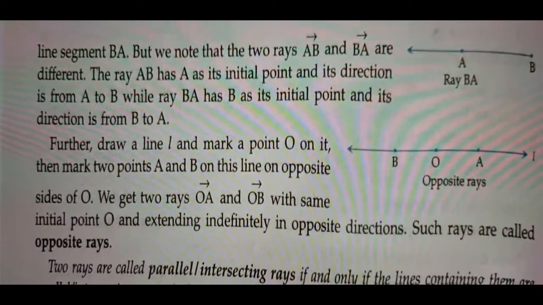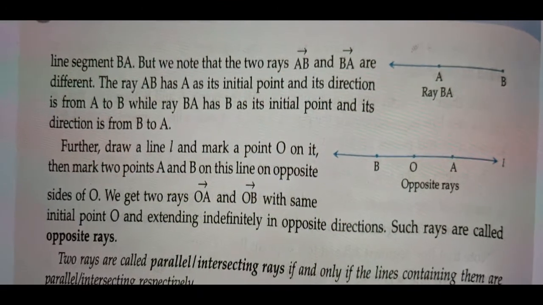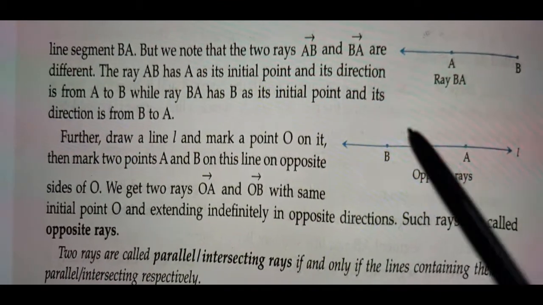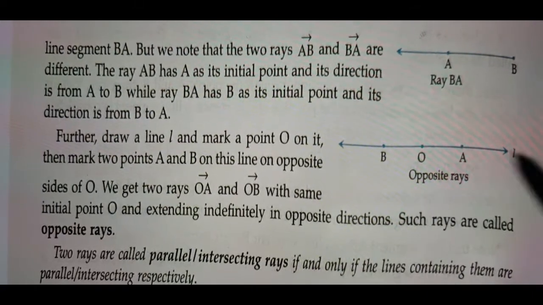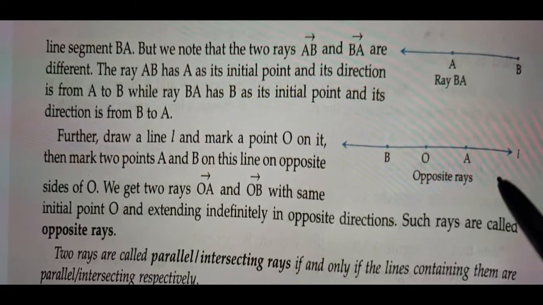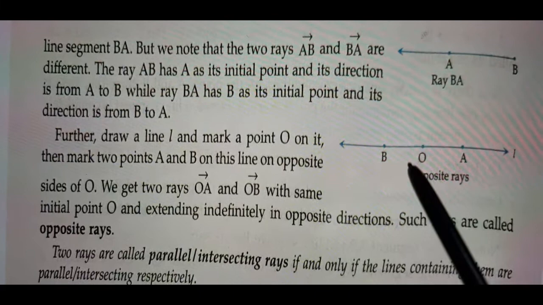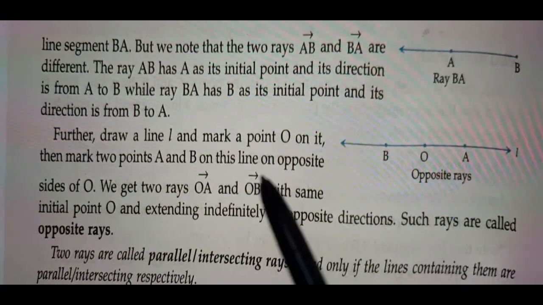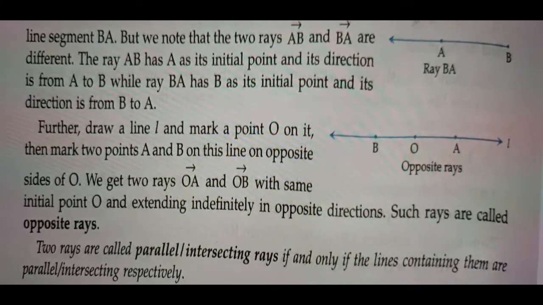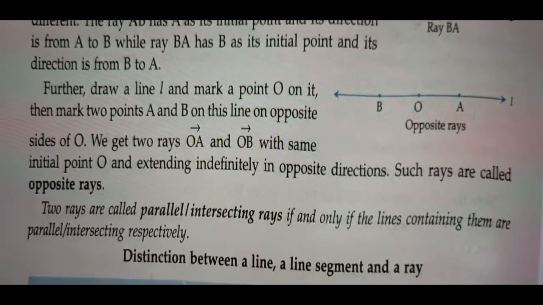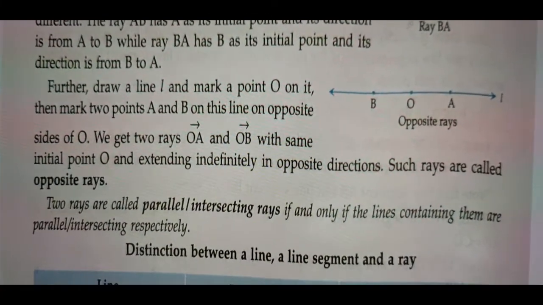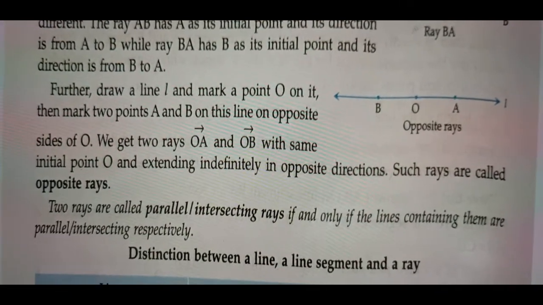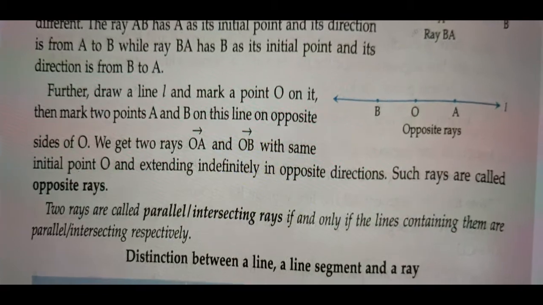Alright, so what are opposite rays? Suppose I have two rays here, OA and OB, with the same initial point O. So OA is going this side and OB is going this side, extending indefinitely in opposite directions. Such kinds of rays are called opposite rays. Two rays are called parallel or intersecting rays if and only if the lines containing them are parallel or intersecting.